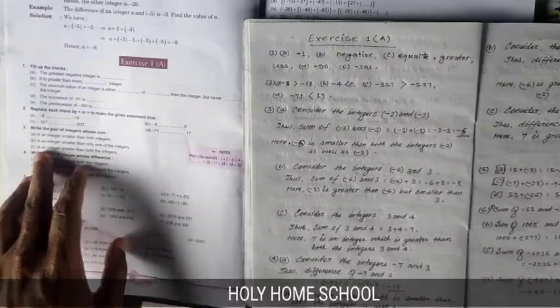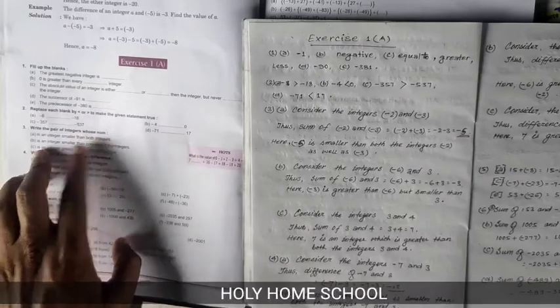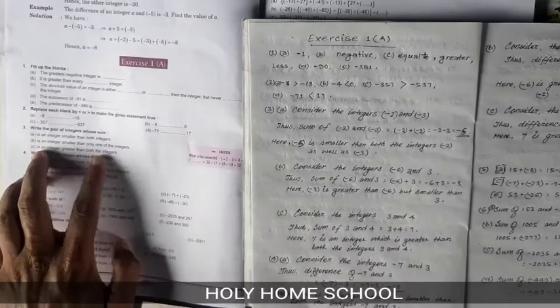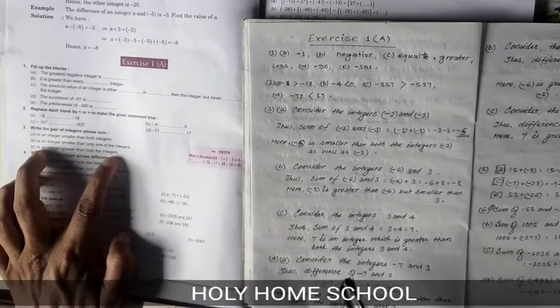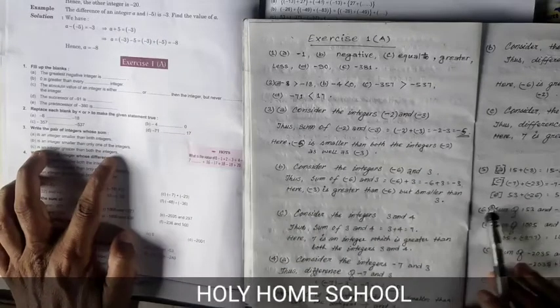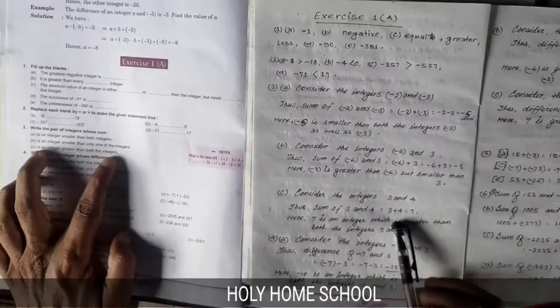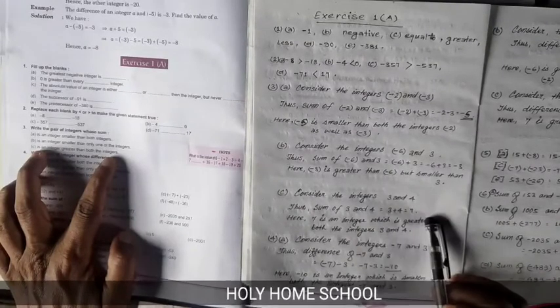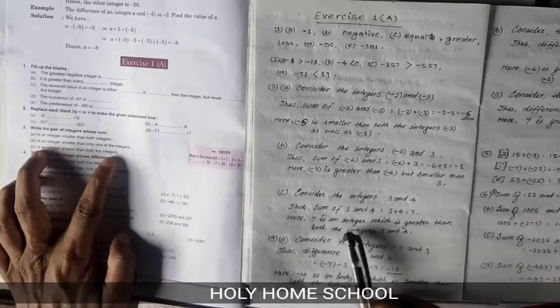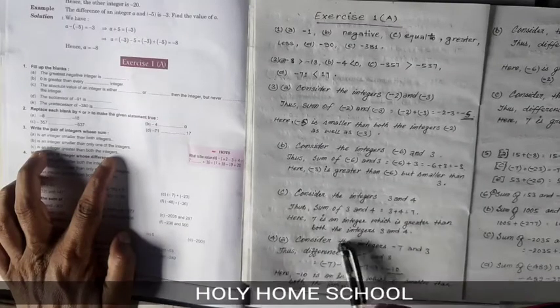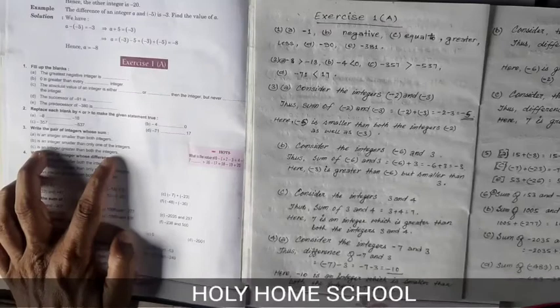3C. Pair of integers whose sum is an integer greater than both the integers. Consider the integers 3 and 4. Thus the sum of 3 and 4 equals 7. Here 7 is an integer which is greater than both the integers 3 and 4.